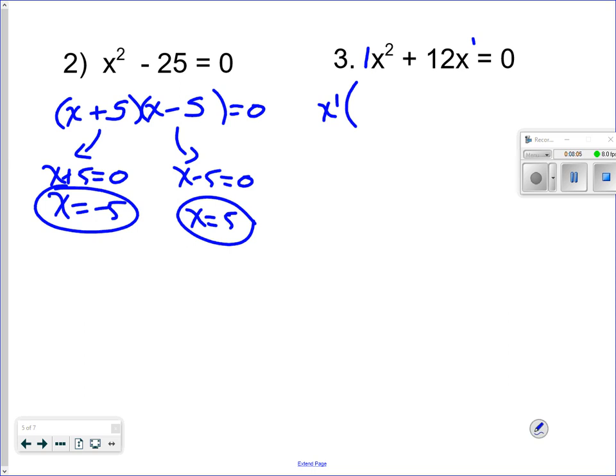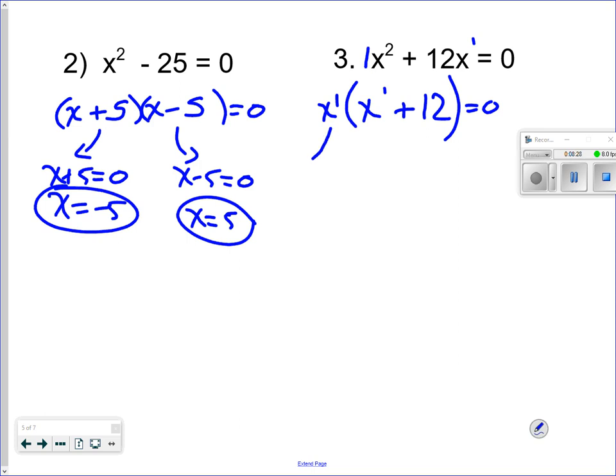We didn't take out any numbers. X squared, take out x to the first, leaves us with x. Sign in the middle is plus. 12 divided by 1 is still 12. We started with x to the first. We took out x to the first. We don't have any x's left. Close your parenthesis. Equals 0. Now you have your 2 pieces and you can pull each piece out.